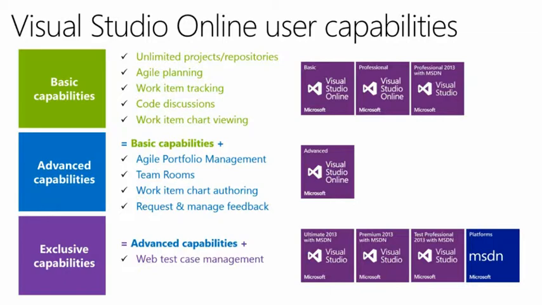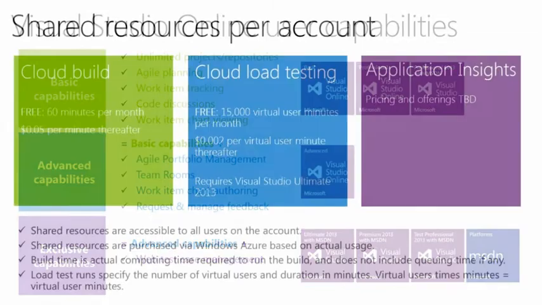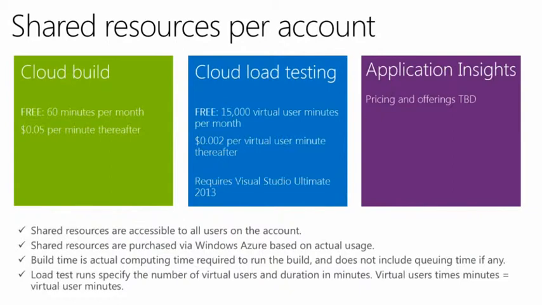plans. In addition to user plans, we also have some shared services that you pay as you use. And these shared resources are per account, so they're available to all the users that are in an account. So for example, we've got our cloud build service that we just mentioned, and you'll have 60 free minutes per month, and then it's 5 cents per minute after.